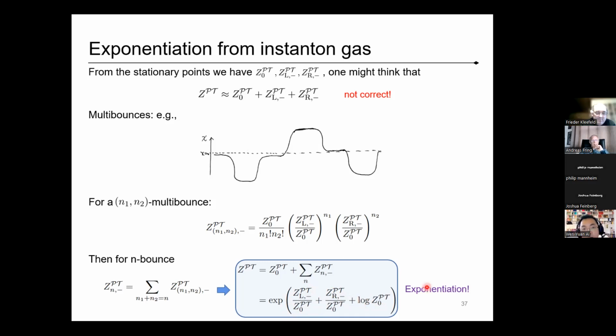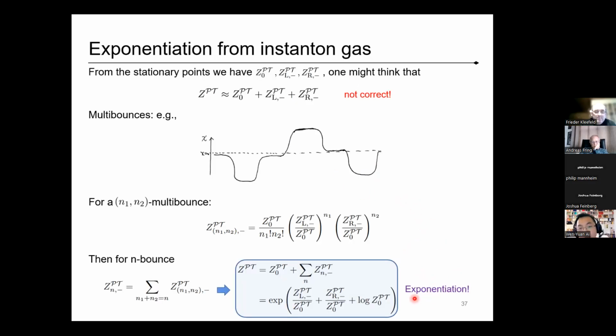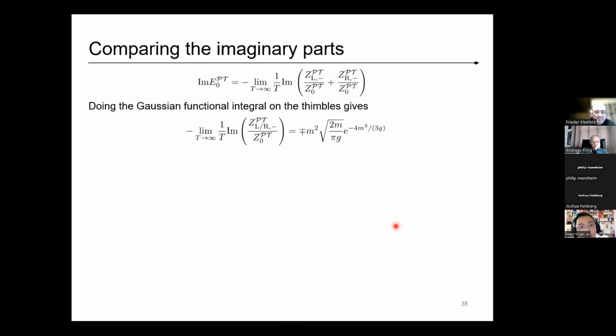We know that for the Hermitian theory, there is also exponentiation, right? So there are some connected Feynman diagrams. Now we have answered what the motivation is to put logarithms in the relation. Then another question is how we prove this relation partially. Then we are going to calculate the imaginary part of the ground state energy.